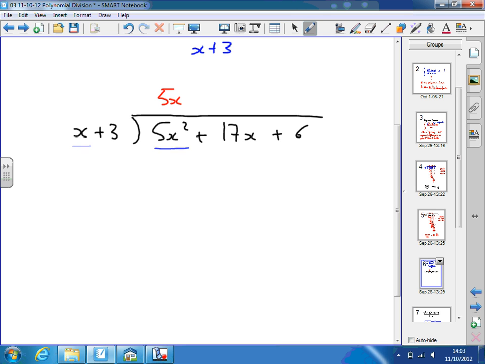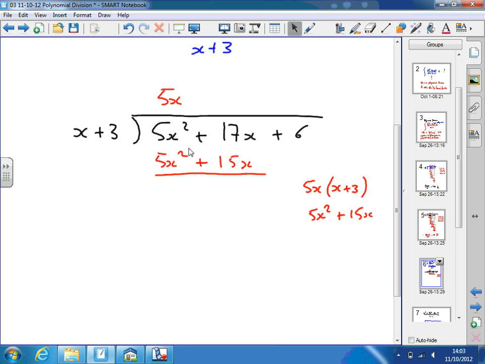But then I say, as we did before, what is 5x times x plus 3? Work it out. 5x times x, 5x squared. 5x times 3, 15x. Okay? So that is what goes underneath. 5x squared plus 15x. And then I work out the remainder like we did before.